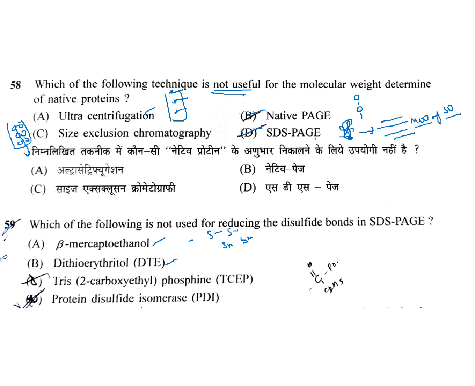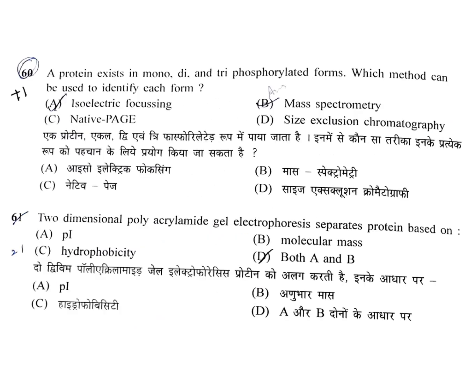So this is not used. So the right answer will be protein disulfide isomerase. As we have talked earlier, PDI induces disulfide bonds. So it is not used in reducing the disulfide bond in SDS PAGE. All these three, BME, DTE, and TCEP, tris-2-carboxyethyl phosphine, are used in SDS PAGE for disulfide bond reduction.